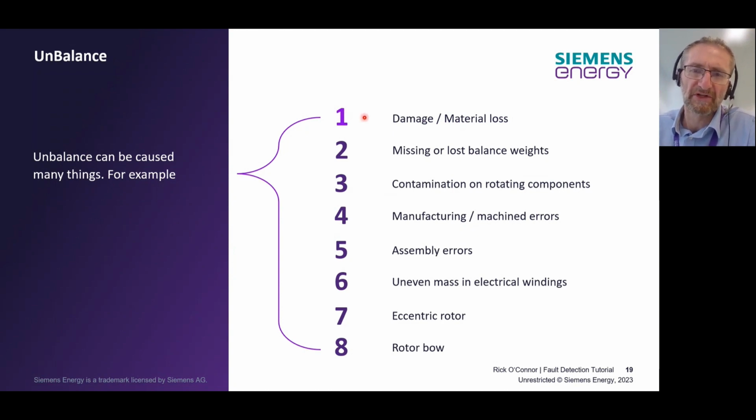So we're talking about damage and material loss, missing or lost balance weights, maybe contamination on the rotating components. This is quite common on compressors that have dirty process gas going through them, for example. Manufacturing or machining errors, assembly errors. In a generator, you may have an uneven mass in the electrical windings, or you could have an eccentric rotor. And rotor bow caused by thermal expansion could also be a cause for imbalance. In this instance, you would expect that as the rotor warmed up and the heat normalized, the rotor would straighten and your imbalance would disappear.